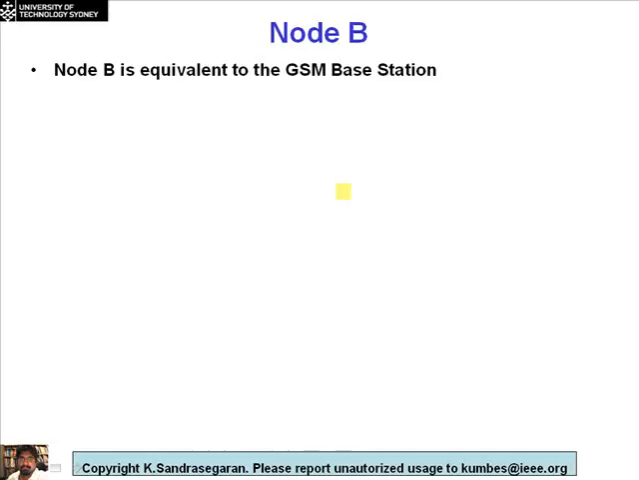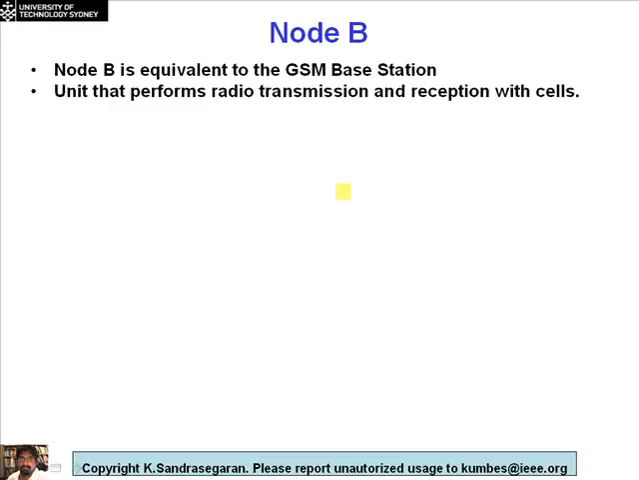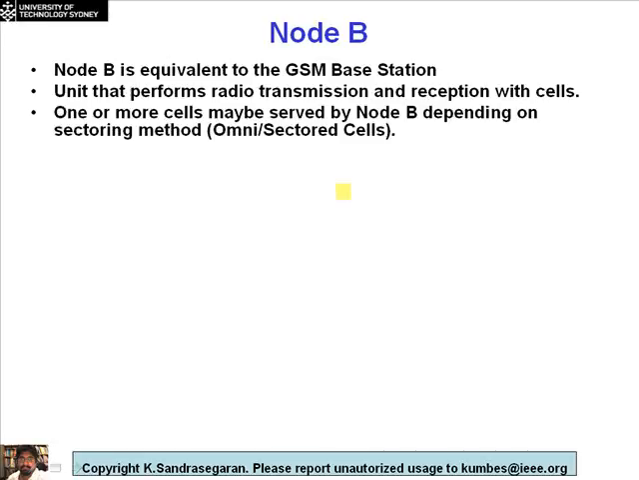So we said that the UTRAN is made up of two parts, the Node B. The Node B is equivalent to the GSM base station. Everything that's transmitted on the air interface, all radio transmission between the Node B and the user, is done by the Node B. So it's got to take your baseband signal and modulate it, but before modulation it has to perform a number of different functions before it transmits it.